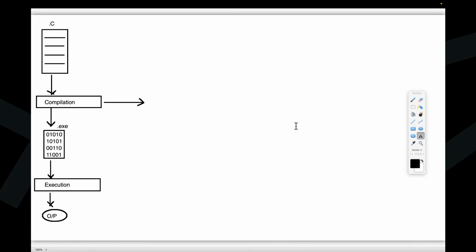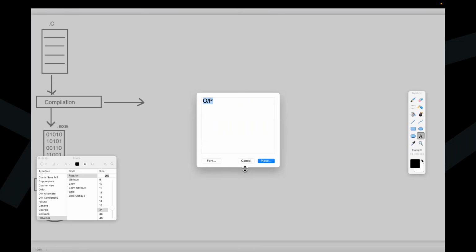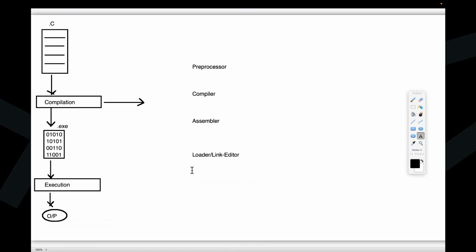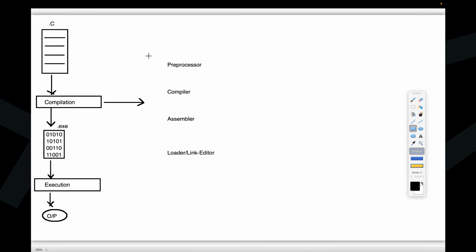Compilation is performed by 4 machines. What are the 4 machines? The very first one is the preprocessor. The next one is the compiler. The next one is the assembler. The next one is the loader, linker, editor. Preprocessor, compiler, assembler, loader, link editor.